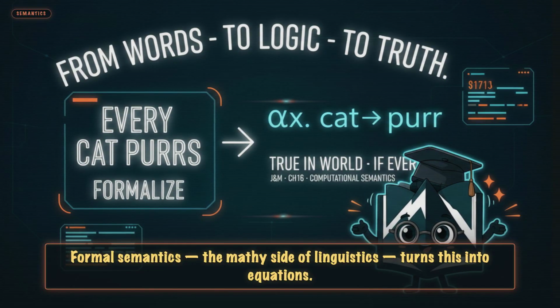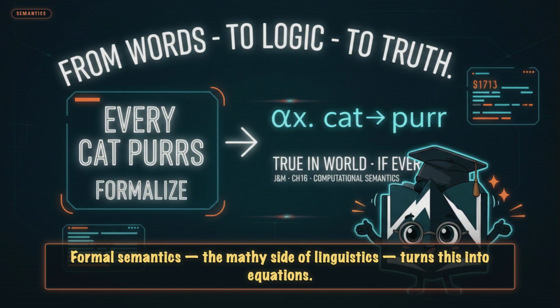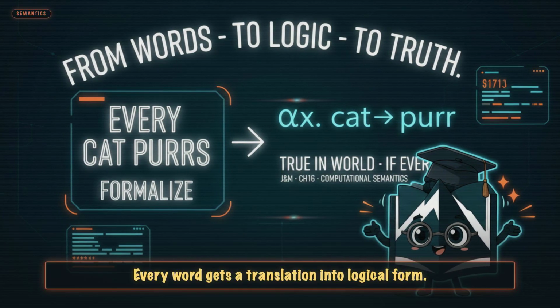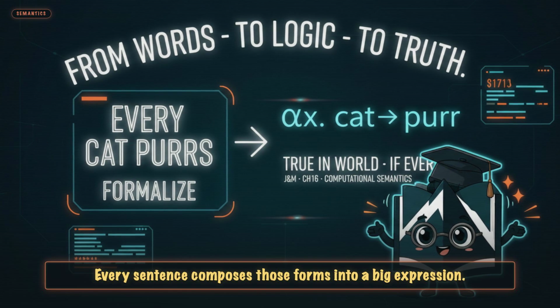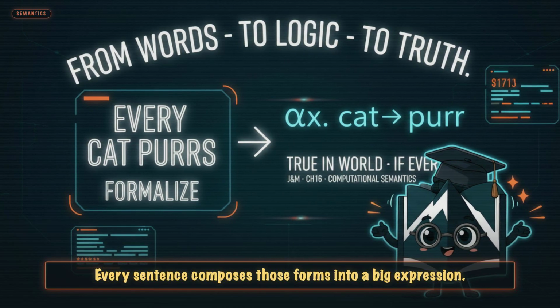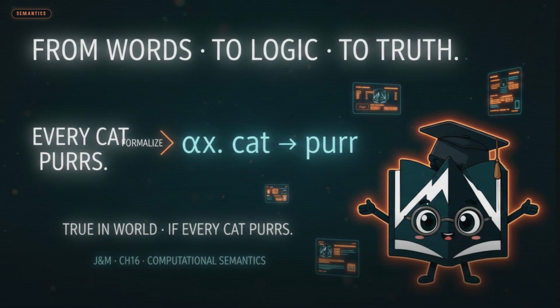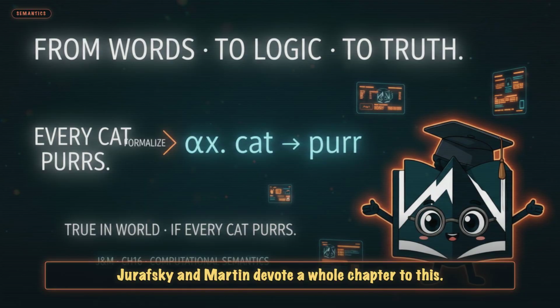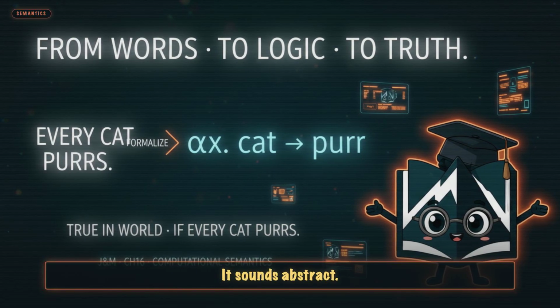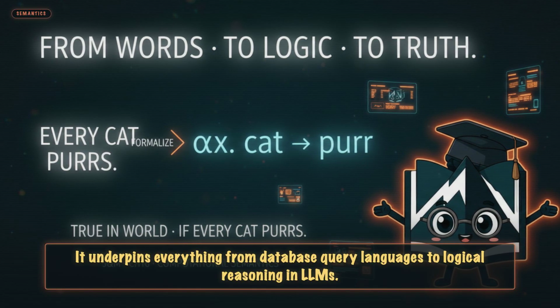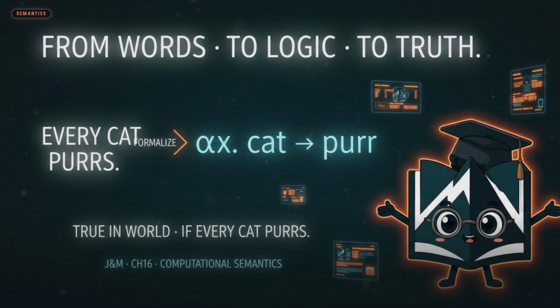Formal semantics, the mathy side of linguistics, turns this into equations. Every word gets a translation into logical form. Every sentence composes those forms into a big expression. That expression is either true or false in a given world. Jurafsky and Martin devote a whole chapter to this. It sounds abstract. It underpins everything from database query languages to logical reasoning in LLMs.